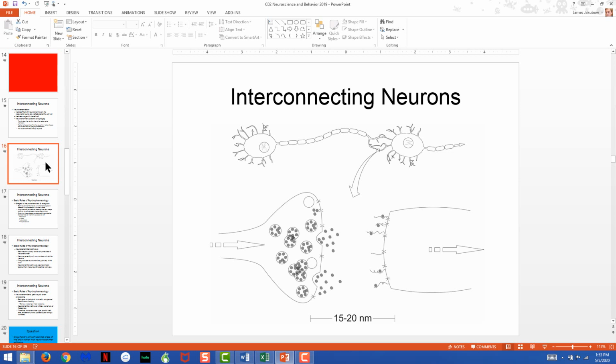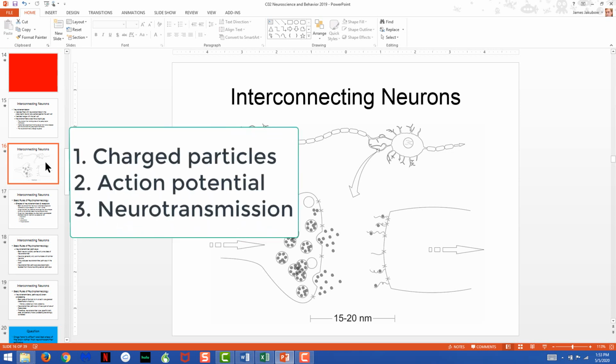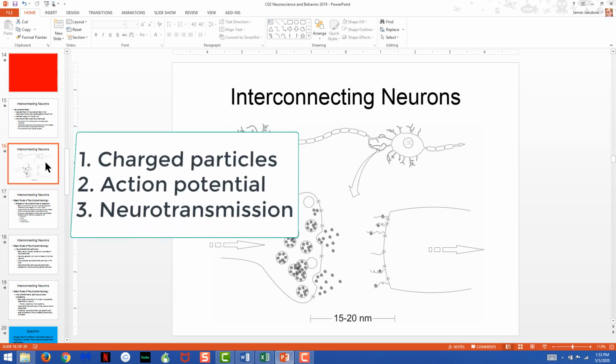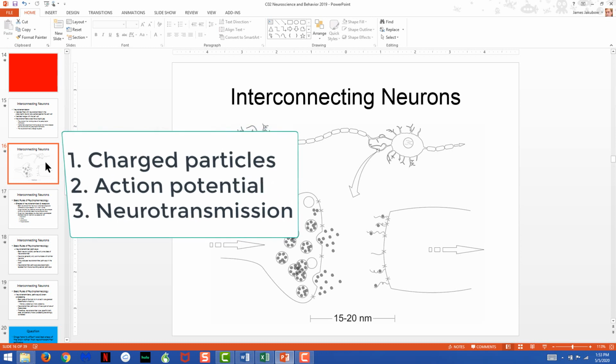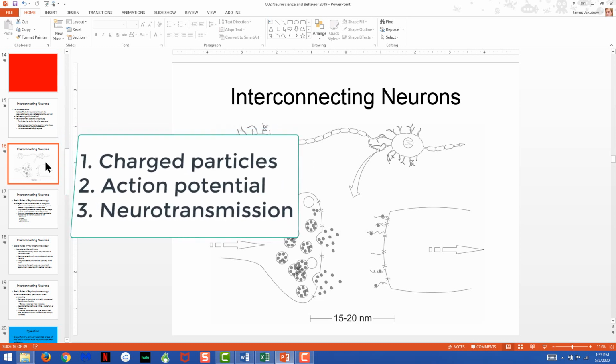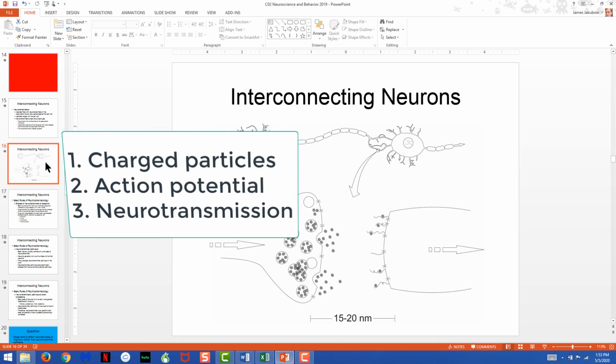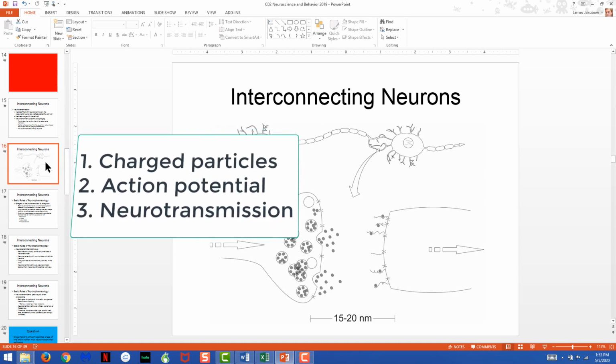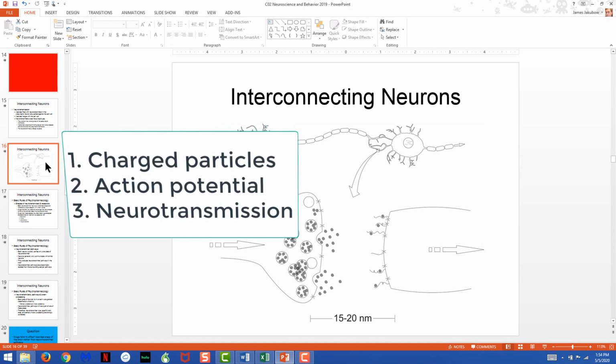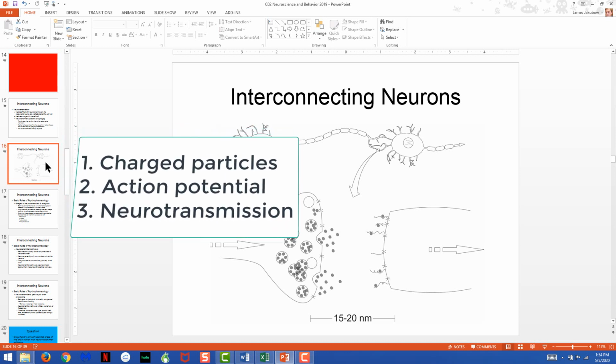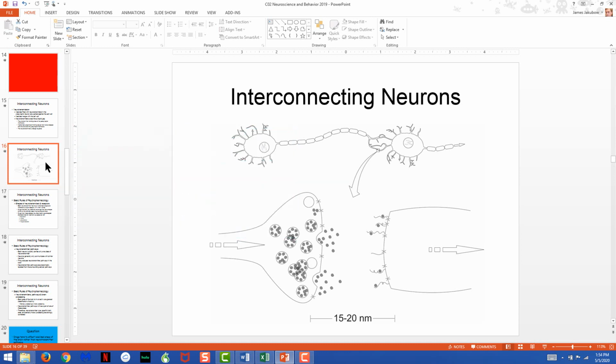I say information because the activity of the cell involves three steps. First, charged particles go into the dendrite. Secondly, an action potential, which is electricity, biochemical electricity specifically, travels down the axon. And thirdly, a neurotransmitter signaling system operates in the gap between cells. So between every single cell anywhere in your nervous system, this entire sequence of events occurs over and over again.